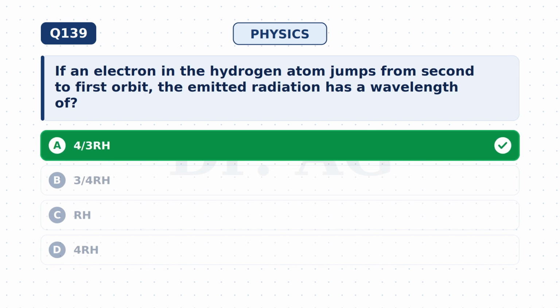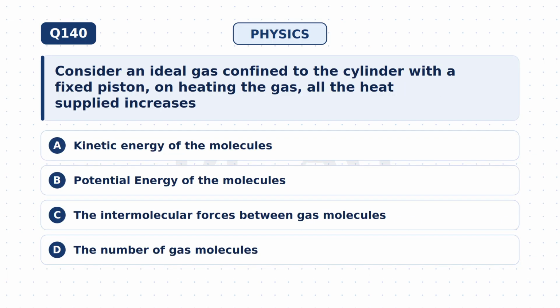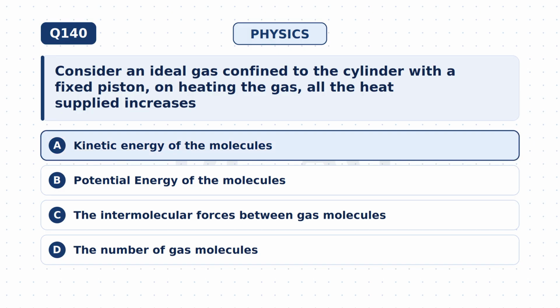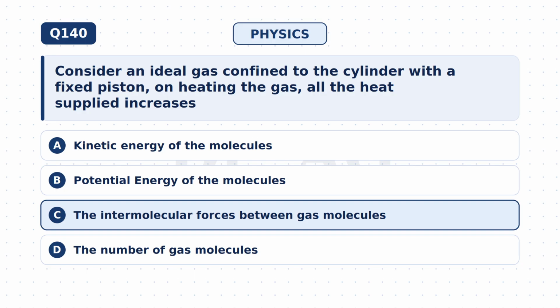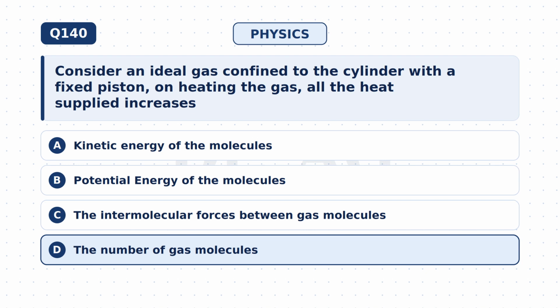The correct answer is A, 4 over 3 Rh. Question 140. Consider an ideal gas confined to a cylinder with a fixed piston. On heating the gas, all the heat supplied increases Option A, kinetic energy of the molecules. Option B, potential energy of the molecules. Option C, the intermolecular forces between gas molecules. Option D, the number of gas molecules.